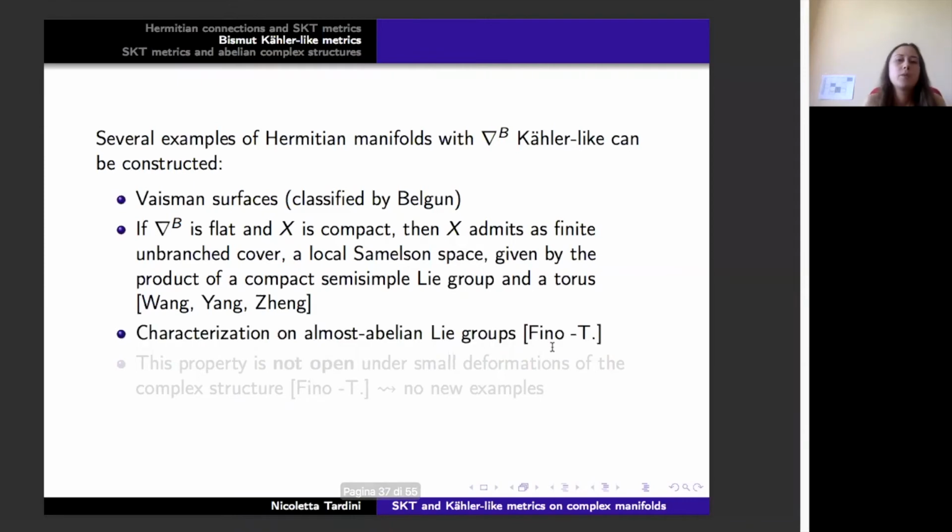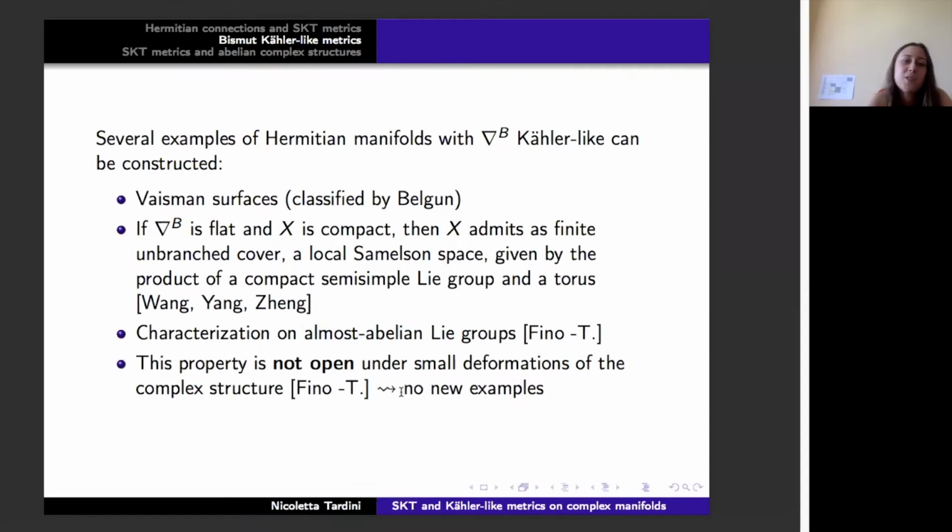Also with Fino, we studied this Kähler-like condition in any dimension for almost abelian groups. We said before that for almost abelian algebras, Arroyo and Lafuente gave a characterization of the SKT condition. Similarly, we wanted to study the Bismut Kähler-like condition for almost abelian algebras. It's nice because in this case you can write down explicitly the Bismut connection, its torsion, the curvature, and so on. So it's a nice place to look for examples.